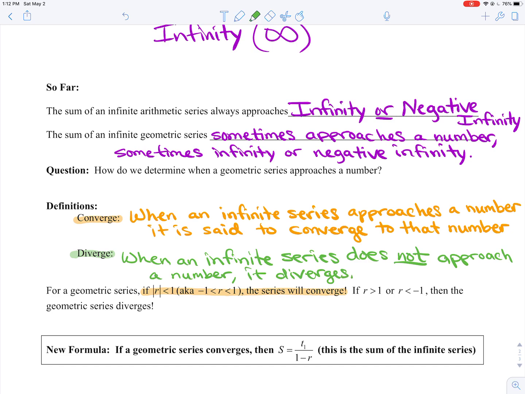And we'll be able to tell if a geometric series is going to diverge because the r will be greater than 1 or it will be less than -1. That's when it's going to diverge, okay?